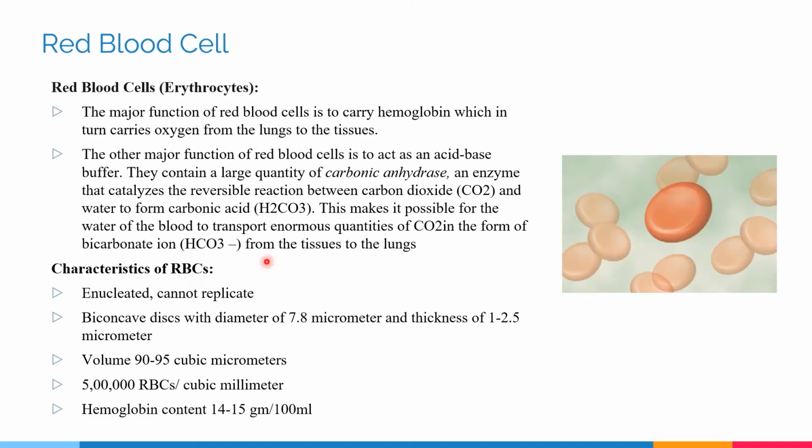What are the various characteristics that RBCs have? Red blood cells are enucleated, that is, they do not possess a nucleus and cannot replicate. So RBC is a terminally differentiated cell that cannot replicate further. The RBCs have a biconcave structure, that is, they are concave from both ends, as we can see in this picture, and have a disc-like appearance with a diameter of 7.8 micrometer and a thickness of 1 to 2.5 micrometer.